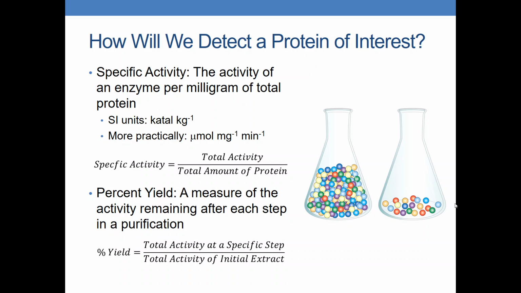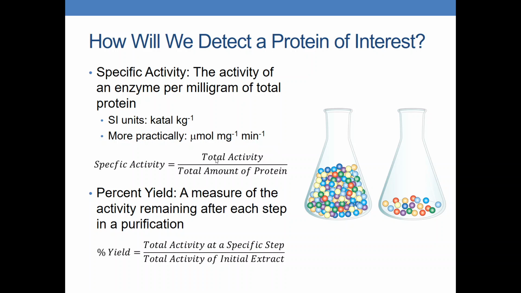And so what you should see is that in a perfect world, the total activity would remain constant. So the total activity should be the same. You should have the same number of red marbles in the crude lysate mixture as you do in the final mixture. The only difference should be how much total protein do I have, because I'm trying to retain my protein of interest while getting rid of all of the other contaminating proteins that were initially present.